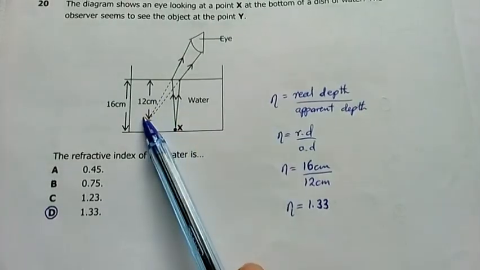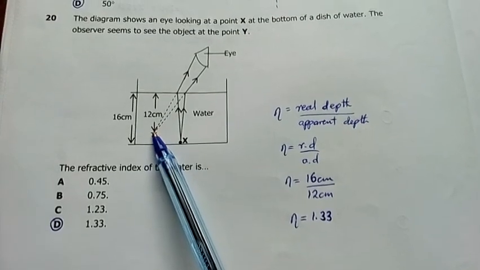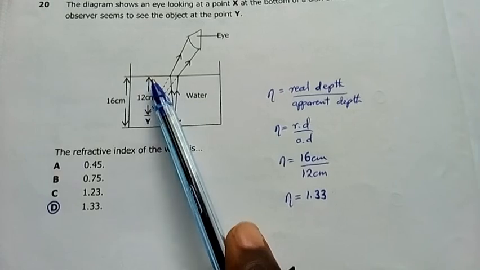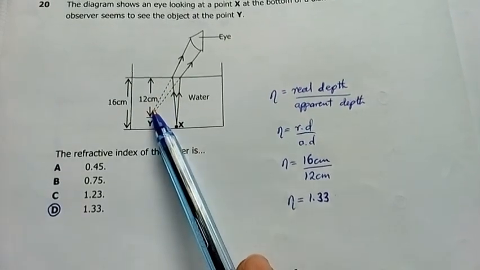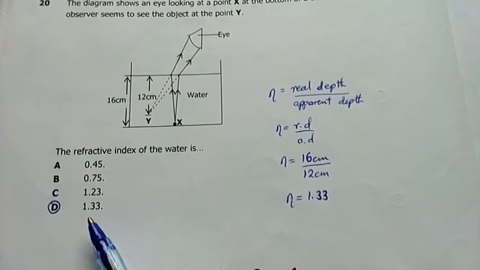They have actually given it to us. Sometimes they may give you from the bottom to Y, but that's not apparent depth. That is the elevation from the bottom. So depth is measured from the top going down. So this is 12. So it's going to be 16 over 12, giving us 1.33, and the answer is D.